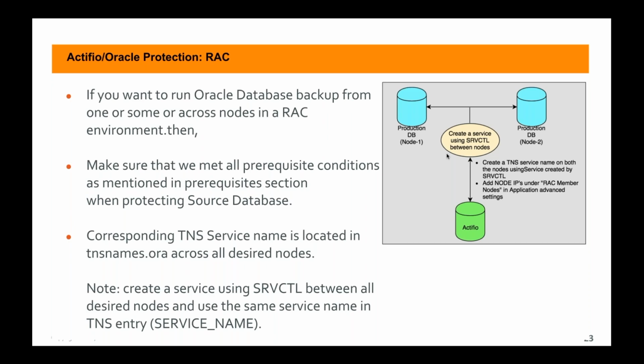And optionally, if you want, you can even choose node 1 to connect to the data, only connecting to node 1 and run your backups. But to speed up the backups, to do load balanced backups across the nodes, you create a service using SRVCTL and use that service name in your TNS. And once you are running the database backups using Actifio with the corresponding service, it is going to open the sessions against node 1 and node 2 for the backups.